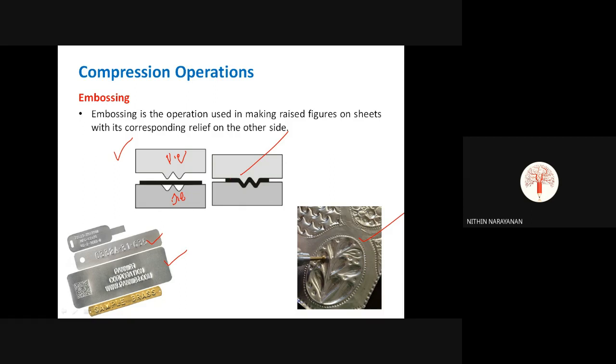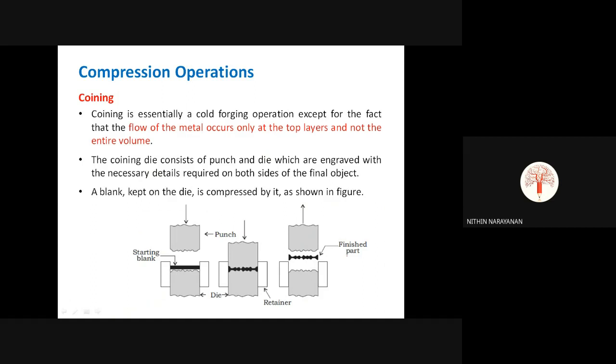So this operation is called embossing. So similar to embossing, another operation is called coining. Coining is also similar operation. There also compression. Coining is actually coming under pure compression operation. So there also we are applying some certain compressive force in order to get the impression which we have on the die over to the sheet metal which we are using. Okay. So coin is essentially a cold forging operation.